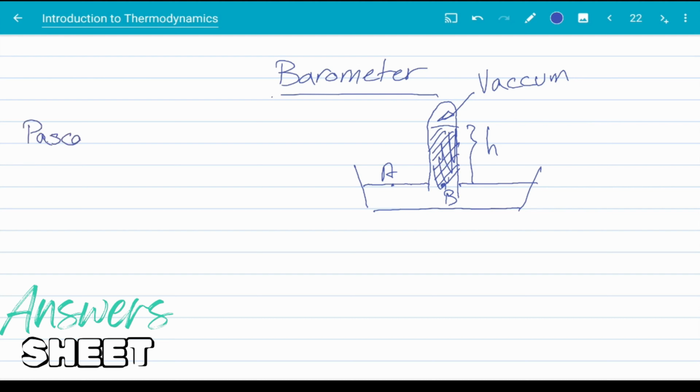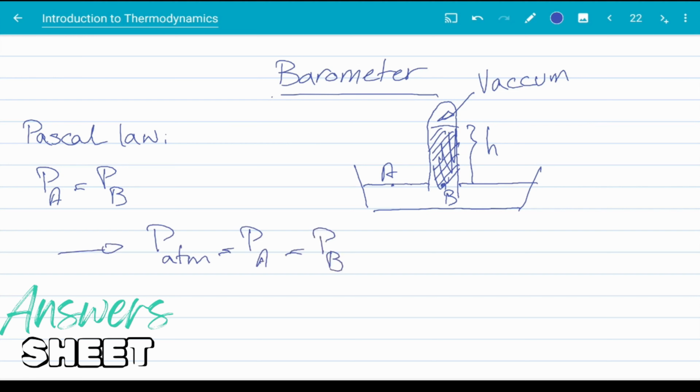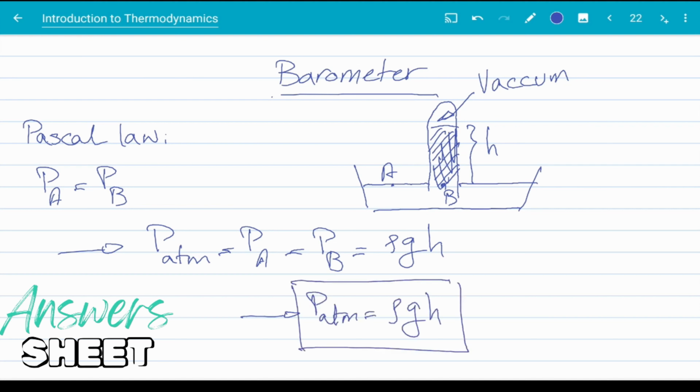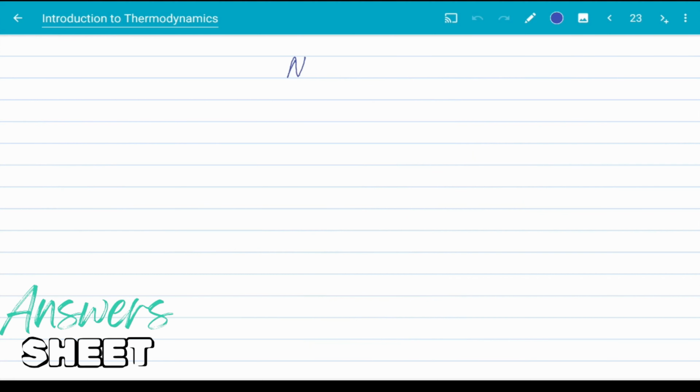Now, with that out of the way, we know from Pascal's law that P of A is equal to P of B. P of A is equal to the atmospheric pressure of air, while P of B is the weight of the fluid column above it. So, P of atmosphere is equal to rho gh. So when you hear the pressure is X millimeters of mercury or something like that, it means that the fluid of the barometer is mercury and the height of the column is X millimeters.